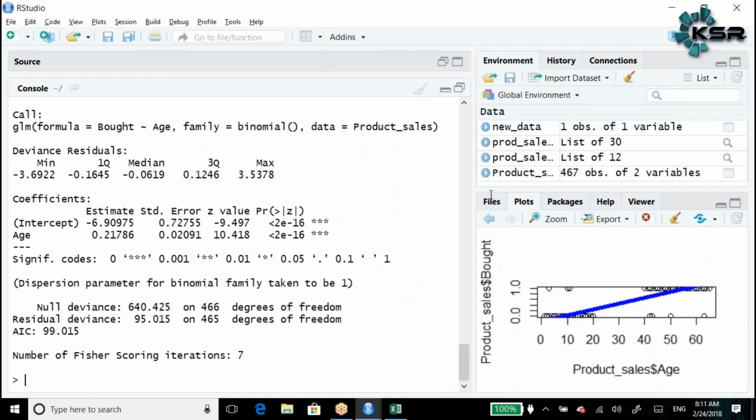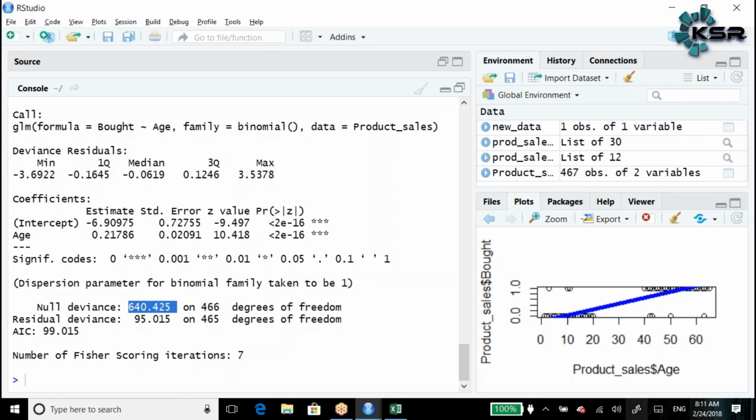Here the number of observations is 467, so minus 1 means 466. Here the deviance means error basically. Null deviance means all the independent error deviation. That is first. Residual deviance means error basically, with n minus k minus 1.